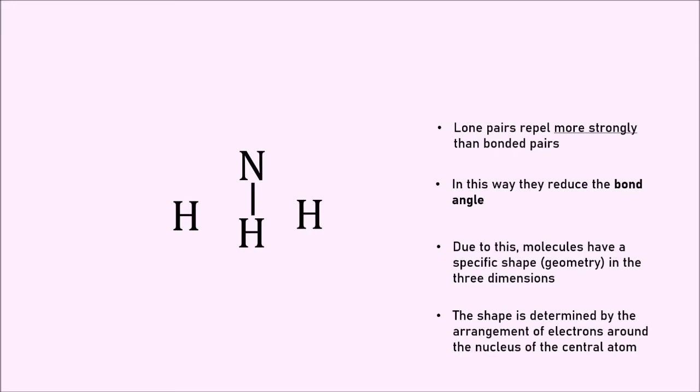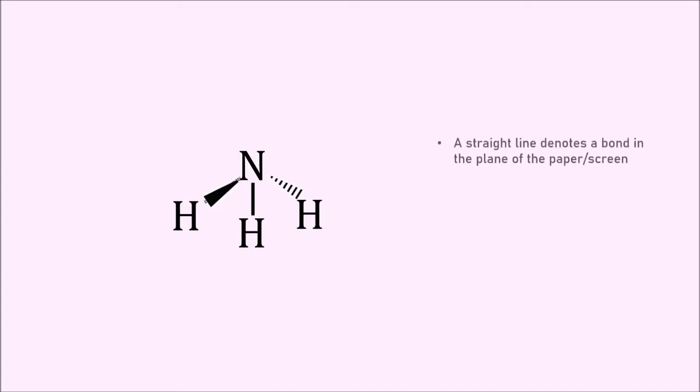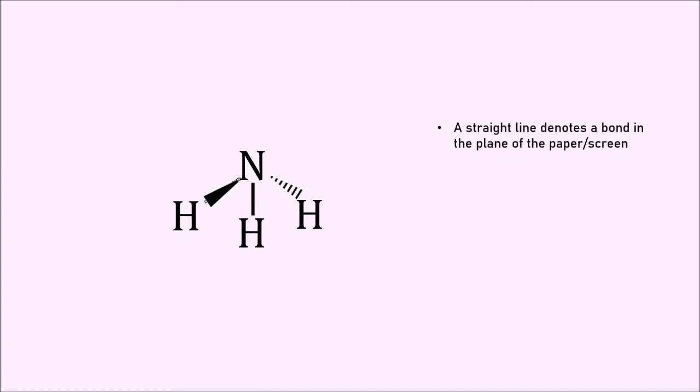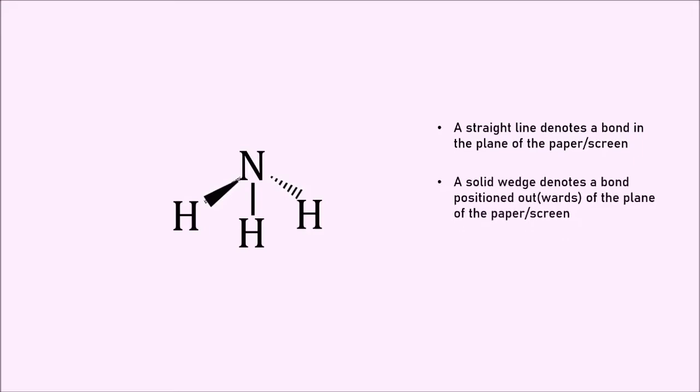And that straight line denotes that there is a bond in the plane of the paper or the screen. So if you remember back from the 3D image, the hydrogen atom in the middle was directly below the central nitrogen atom, and that is what this straight line shows. However, on the left, we have a hydrogen atom that was, if you remember, closer to us. It was larger. It was towards us. And that is denoted using a solid wedge like this. And that means that the bond is positioned out of the plane of the paper, outwards, so towards us as the viewer.